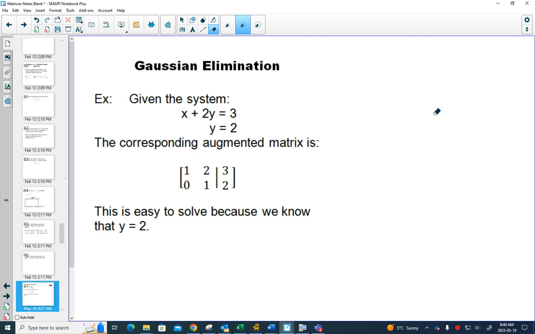Here is a really easy system of equations to solve. I hope you can see that y is equal to 2. And once you realize y is equal to 2, it would be really easy to substitute back into the original equation. Put the 2 in for y, and you would get your solution as -1, 2.